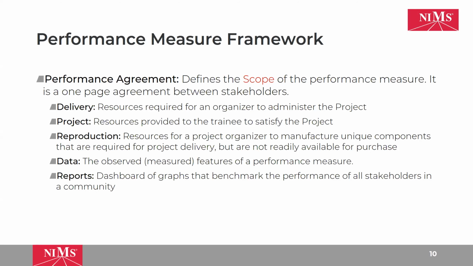And then finally, we have reports, which is a dashboard of graphs that benchmark the performance of all stakeholders in the community. So this gives you useful information to understand what's happening with the performances for your performance measure. So where are you seeing successes and where are you seeing areas for needed improvement? And remember, it's for all stakeholder performers. So it's not just looking at needed areas of improvements for the trainee, but it's also looking for the trainer. And obviously the organization is a part of that and represents both.